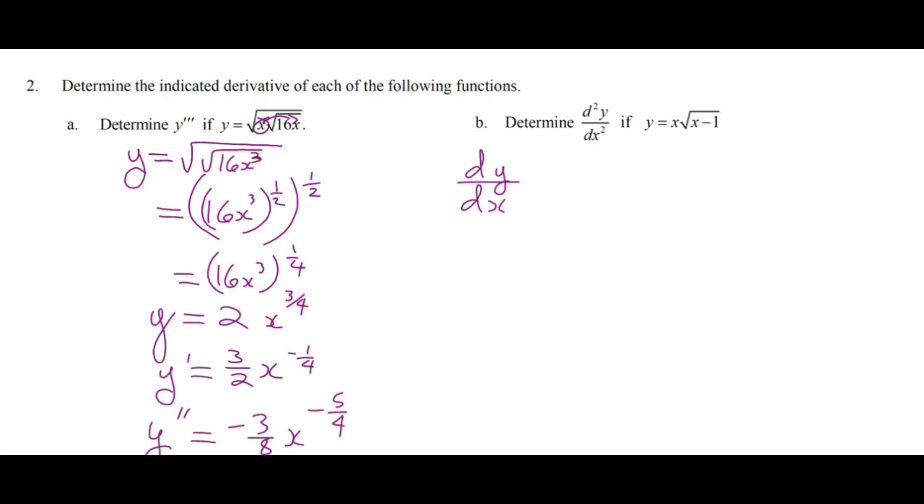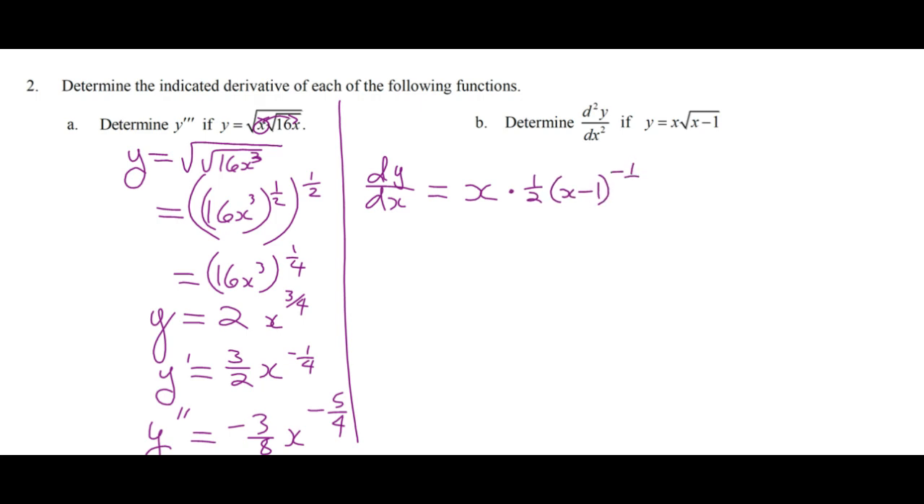First off, if you want the second derivative, you have to have the first derivative, right? So we're just going to do dy by dx. And I'm going to pick that up and move it over here. dy by dx equals. So we're going to do this as a product. We're just going to apply the product rule to this. So it's x, the first function, times the derivative of the second function, which is going to be 1 half x minus 1 to the negative 1/2.